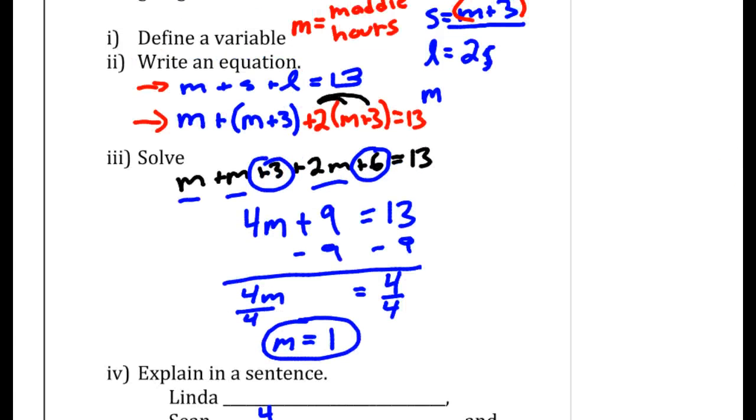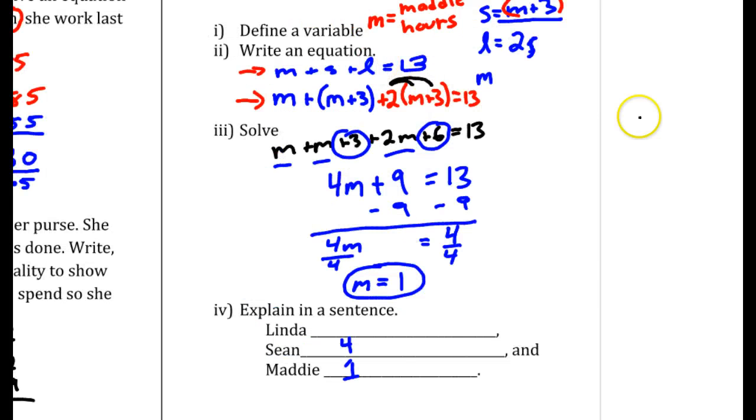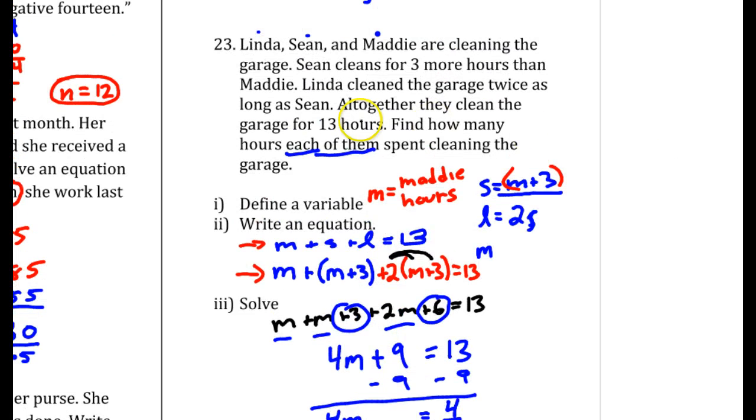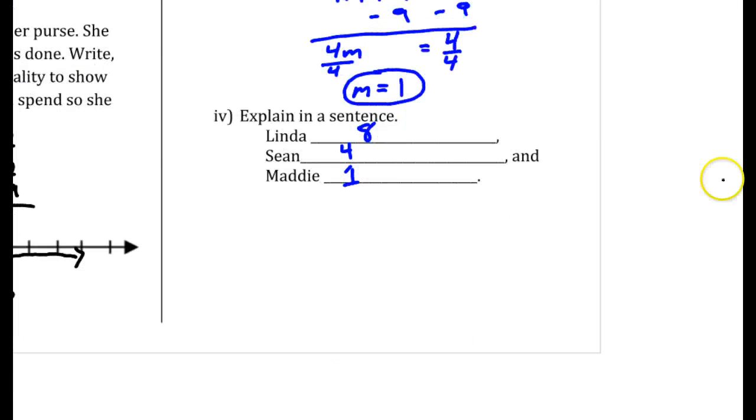And then we have Linda, which is 2 times as many hours as Sean. Okay, so Linda must have worked 8. 2 times as much as Sean. And please check your answer. It says they worked 13 hours altogether, which means your answers here should add up to 13. 8 plus 4 plus 1 is 13, so good. So you can always check and make sure your final answer does make sense.